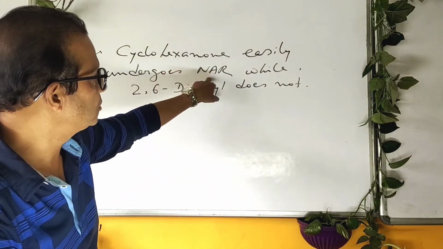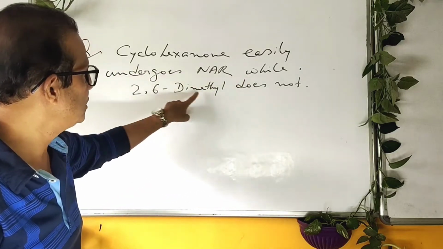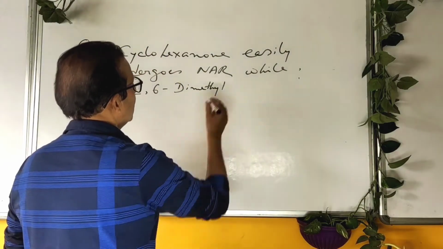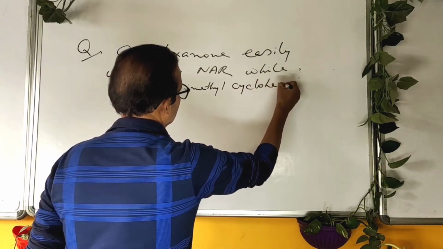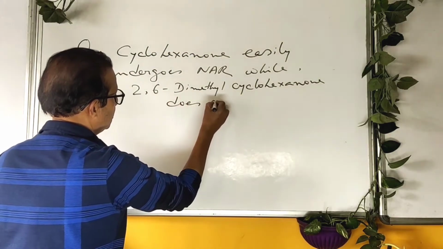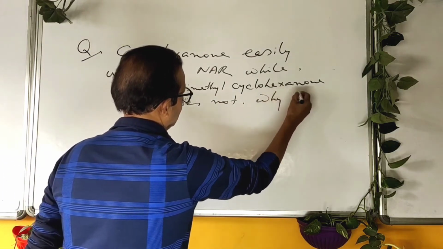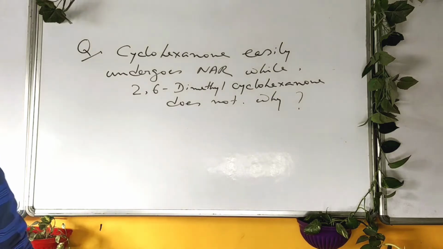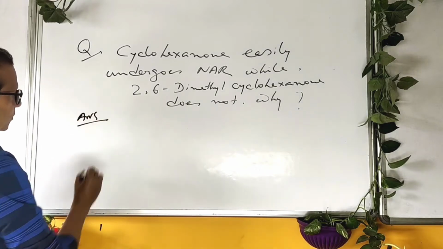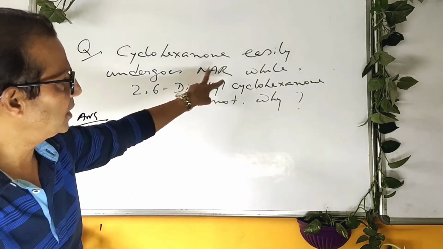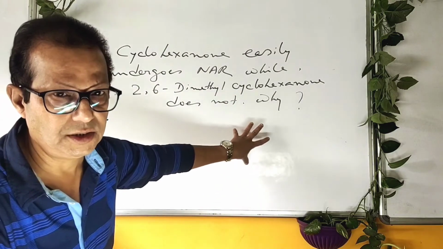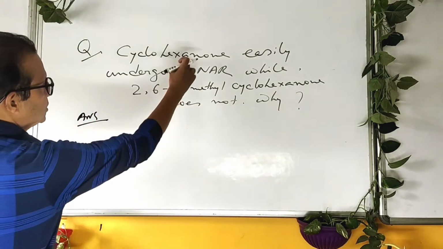Cyclohexanone easily undergoes nucleophilic addition reaction while 2,6-dimethyl cyclohexanone does not. Why? What is the reason? Okay. Now, listen. Before writing the answer of any explain why, at first draw the structure of the concerned compounds. Cyclohexanone.